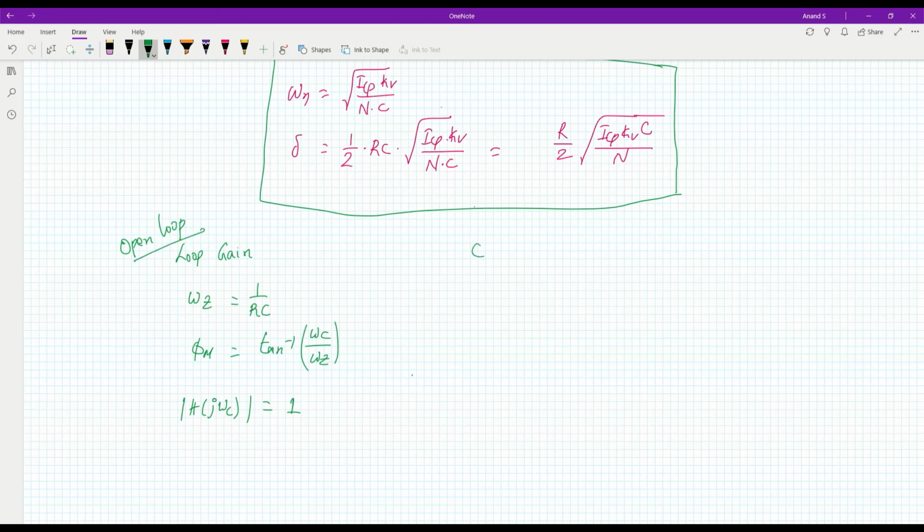From the closed loop equations, we got the natural frequency omega n, which is given by square root of ICP into Kvco divided by N times C, and also the damping factor, which is given by R over 2 multiplied by square root of ICP into Kvco into C divided by N. So these are the essential equations you should remember, which will be used for the design of the PLL.